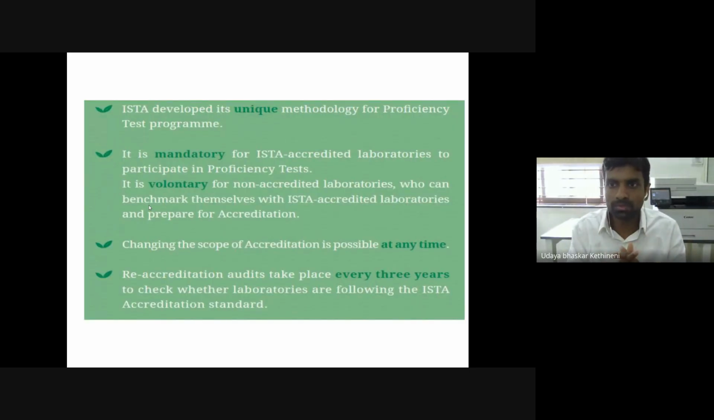Then, with respect to proficiency testing, all ISTA accredited laboratories have to participate mandatorily. For non-accredited laboratories, member laboratories have to participate if they want to get accredited.